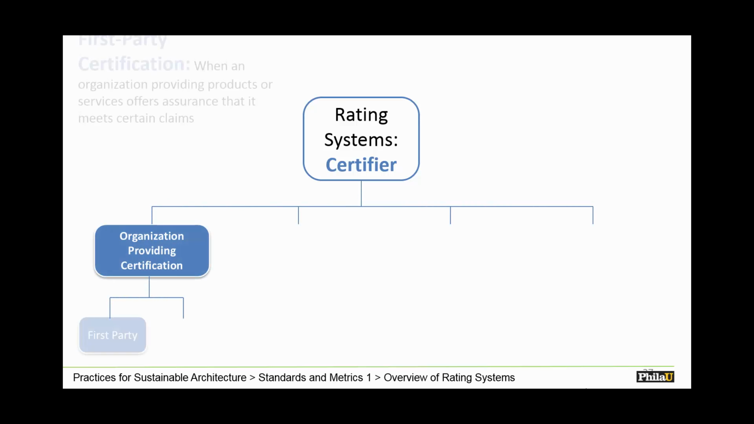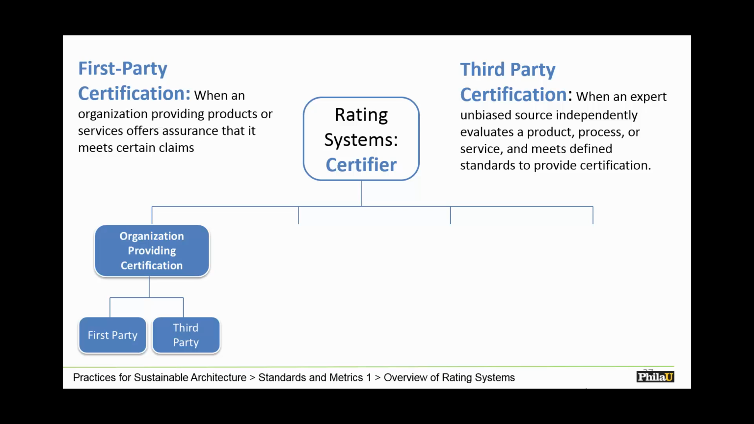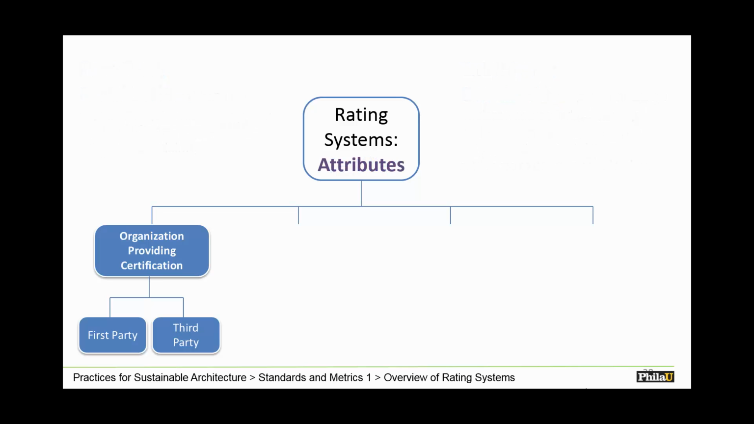So for example, you might have a first-party certification, which is where an organization actually self-reports its progress and puts it out there in the world to make certain claims. There's also third-party rating systems or metrics or standards, and here you have some sort of authoritative body that makes a call on whether your building is going to be sustainable or not. Obviously, if you're looking for credibility, third-party is pretty important.